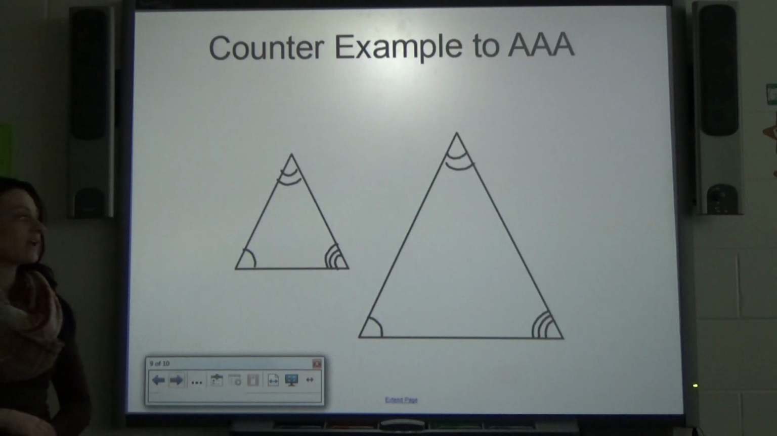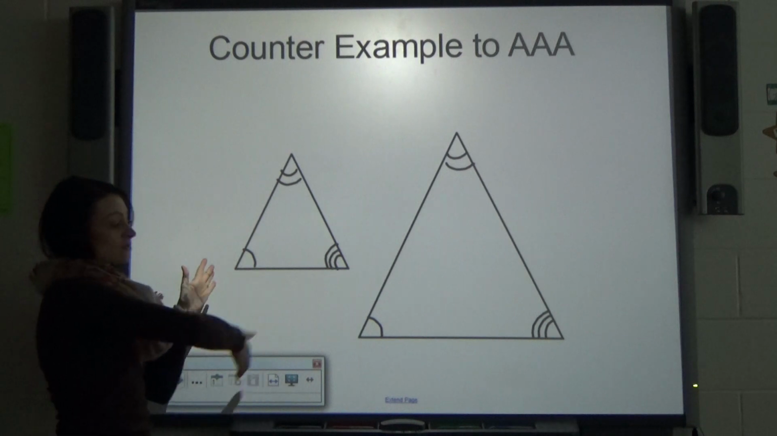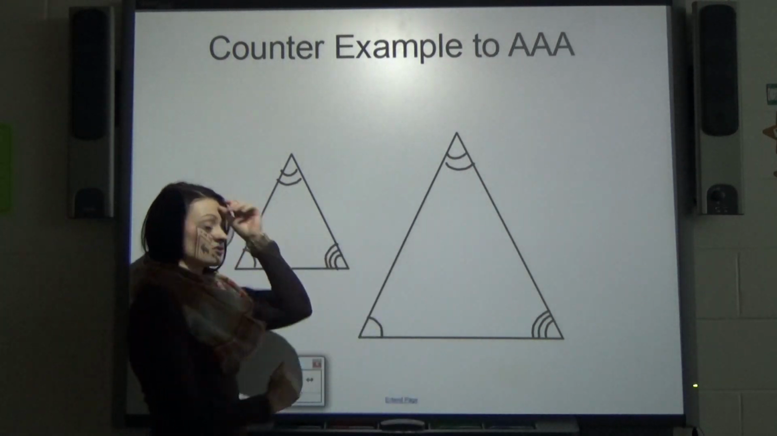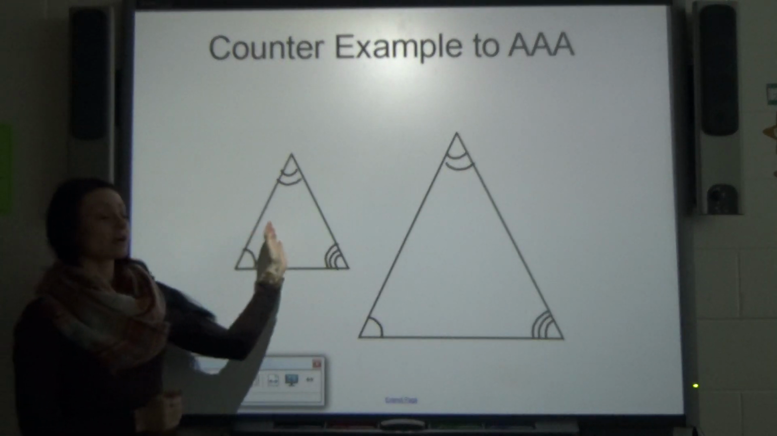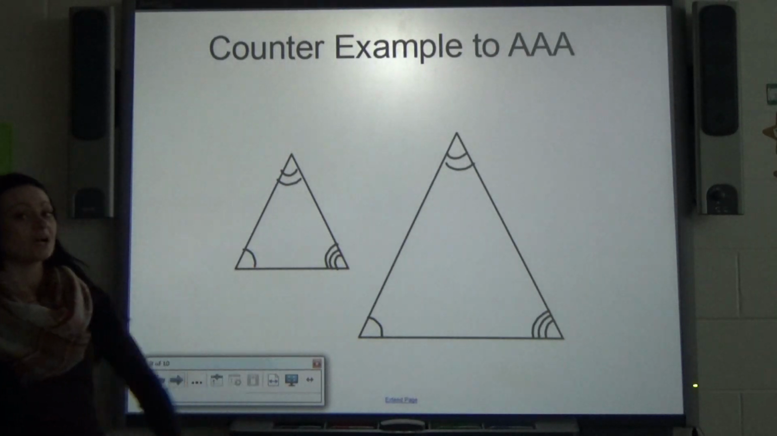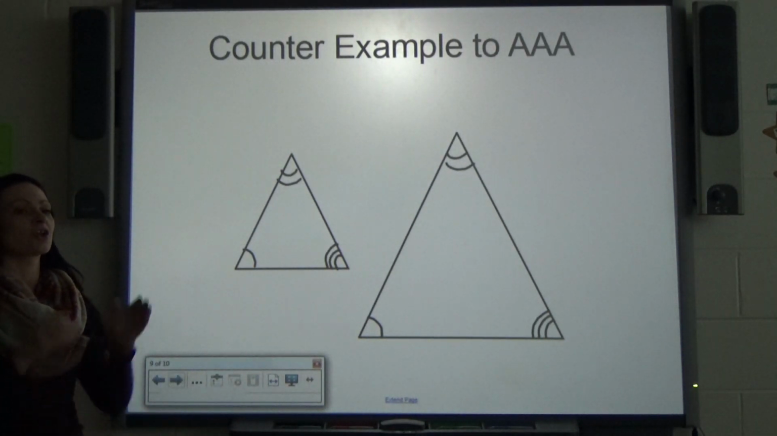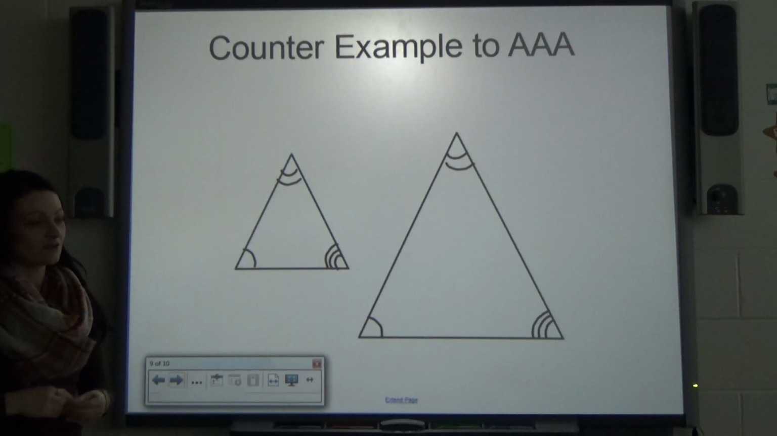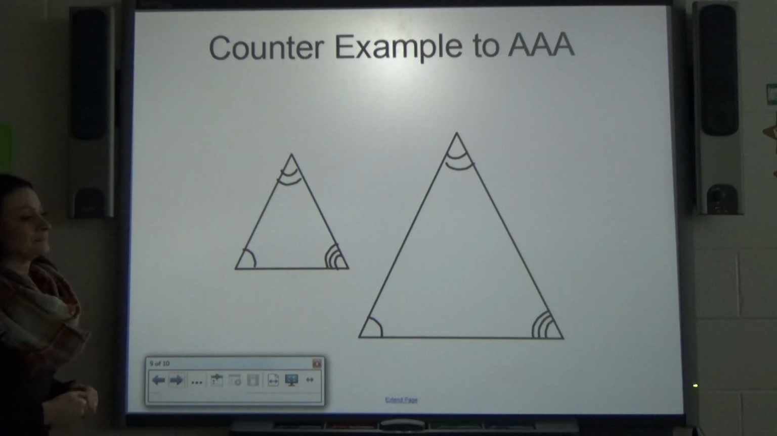Example of angle, angle, angle. All three angles correspond to all three angles on this triangle, but these are similar triangles, not congruent. So do not use angle, angle, angle as a congruence postulate, only similarity.